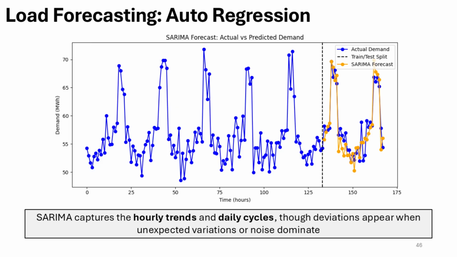However, a perfect model doesn't exist in the real world, and our visualization highlights that reality. While the orange forecast line follows the general shape of the blue actual demand, you will notice small deviations. These occur because, while SREMA is excellent at capturing recurring cycles, it can struggle when unexpected variations or random noise dominate the signal. Despite these minor discrepancies, the forecast is highly accurate for our purposes. We now have a reliable, data-driven prediction of electricity demand for the final 20% of our week.